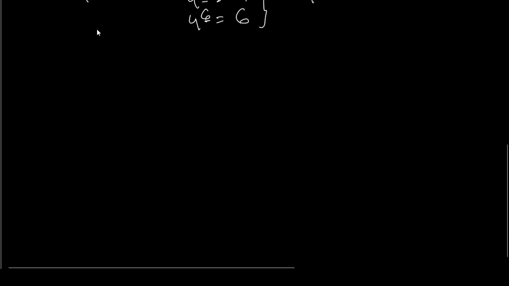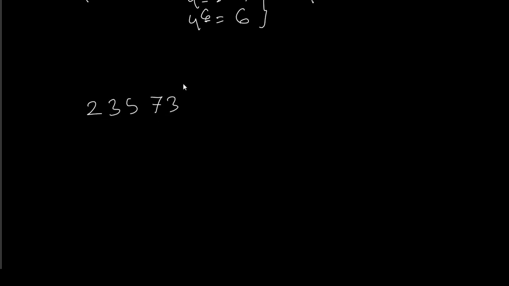Let's see another example. If we take 23573 to the power 81, here like the previous example, we don't need to work with this whole number. Instead, we will work with just 3 to the power 81. Now for 3 to the power 81, like the previous problem, here we also need to find a pattern for the last digit.